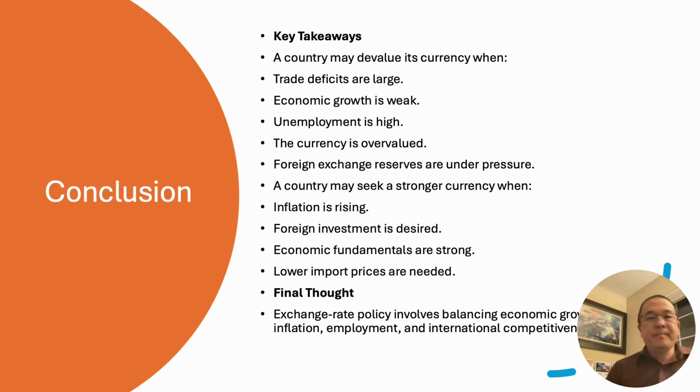So let's summarize this a bit. A country may devalue its currency when trade deficits are large, economic growth is weak, unemployment is high, the currency is overvalued, foreign reserves are under pressure. However, a country may encourage appreciation when inflation is rising, foreign investment is needed, economic fundamentals are strong, lower import prices are desired. The key takeaway is that exchange rate policy involves balancing competing objectives. Governments must carefully choose between growth and inflation, export competitiveness and purchasing power, employment and price stability.